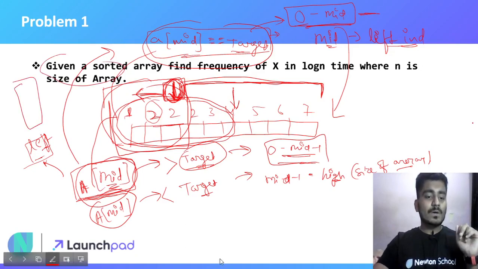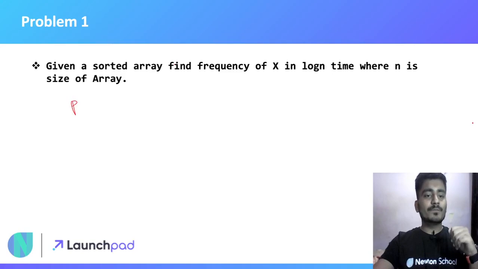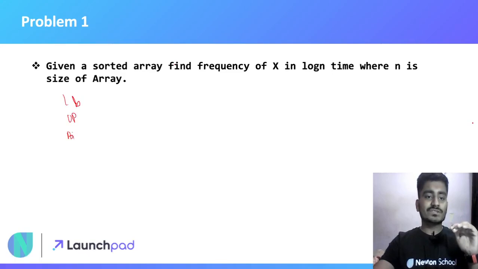Fine. Now this was my standard binary search approach, and let's see how we can use some pre-built functions to solve this question. So what pre-built functions have we learned till now? That is lower bound, upper bound and binary search. So pause the video and think of anything to solve this question with lower bound and upper bound.